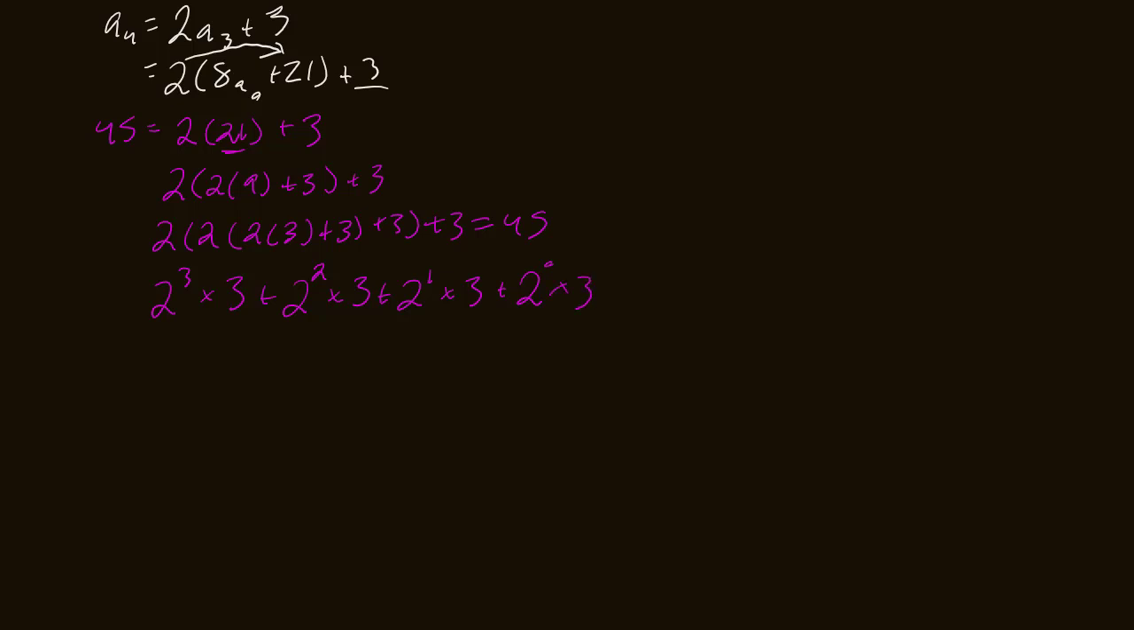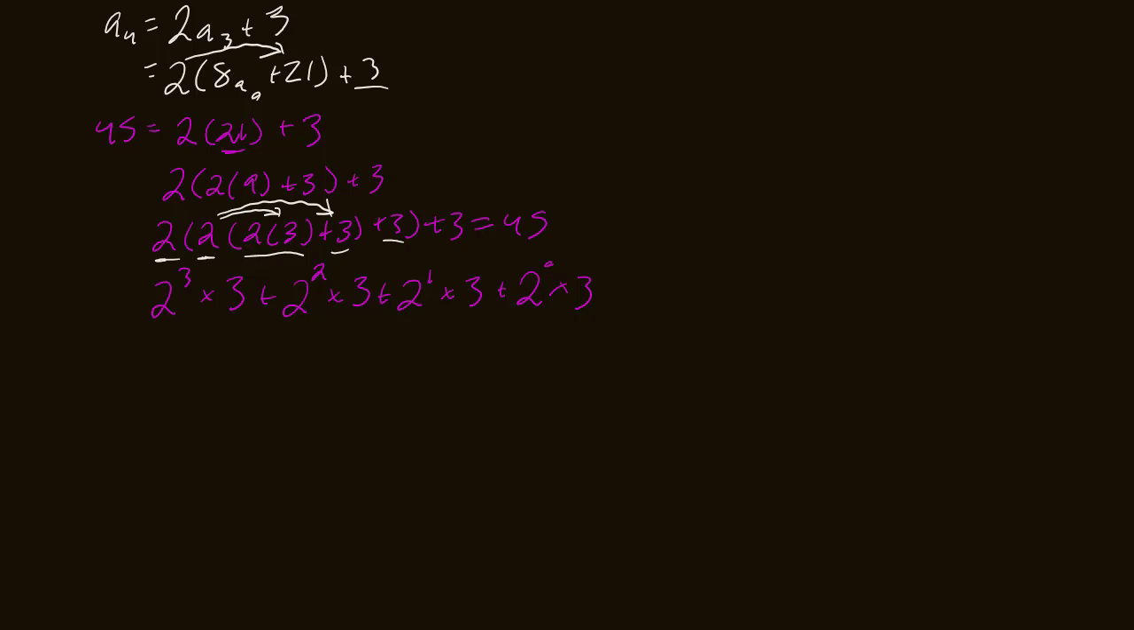I think I'm going to try to convince myself. So basically in our innermost parentheses, we have 2 times 3 plus 3. But then we have a 2 out here that we need to distribute to our parentheses. So this now becomes 2 squared times 3, and then 2 times 3, and then we have a plus 3. And then when we distribute our outermost thing, we get 2 cubed times 3 plus 2 squared times 3 plus 2 to the first times 3 plus 3, which is the same thing as 2 to the 0 times 3. Okay, I convinced myself. If you need to convince yourself, that's perfectly fine. Spend some more time on it.